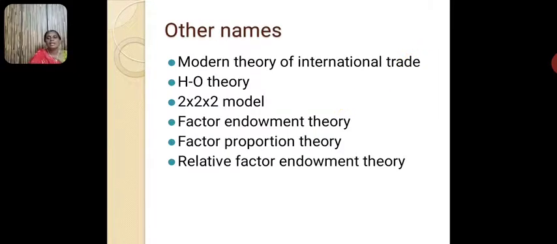What are the other names for Hechsher-Ohlin theory? First, modern theory of international trade and HO theory, that means Hechsher-Ohlin theory. Next name for HO theory is 2 by 2 by 2 model. And factor endowment theory, factor proportion theory, relative factor endowment theory.